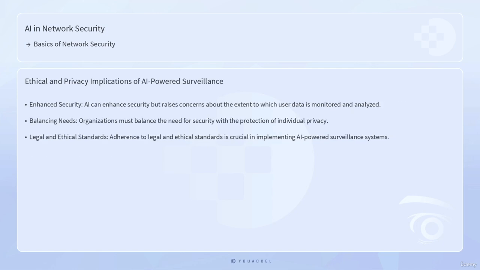Another challenge is the ethical and privacy implications of AI-powered surveillance. While AI can enhance security, it also raises concerns about the extent to which user data is monitored and analyzed. Organizations must balance the need for security with the protection of individual privacy, adhering to legal and ethical standards.